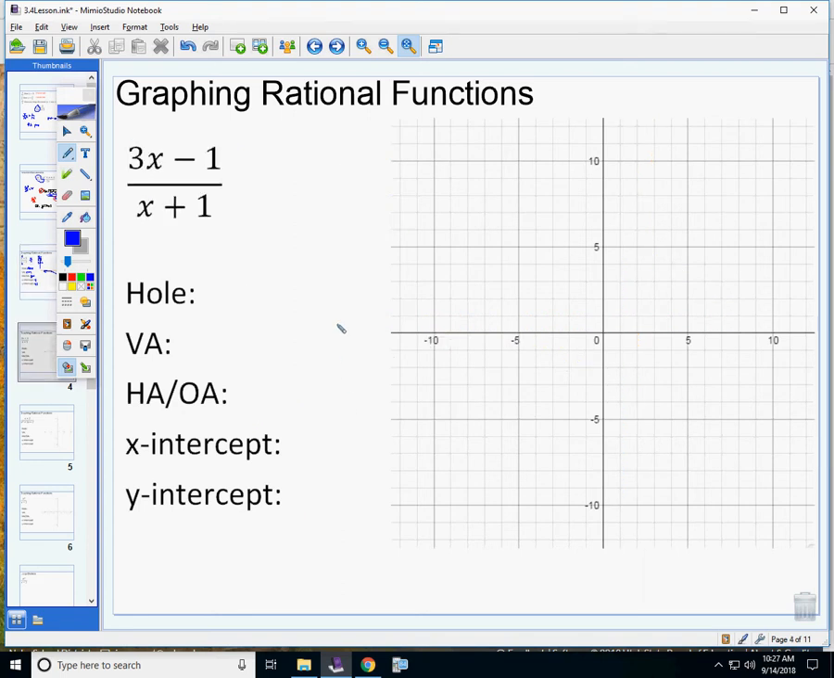Okay, here's another function. Let's go back through it. We look for a hole. A hole is looking for factors that are the same on the top and the bottom that would equal 1. In this case, 3x minus 1, x plus 1. There's not, so we will write none for the hole.